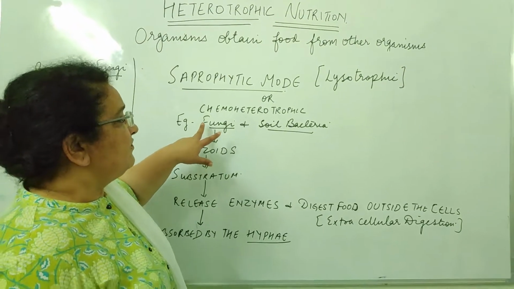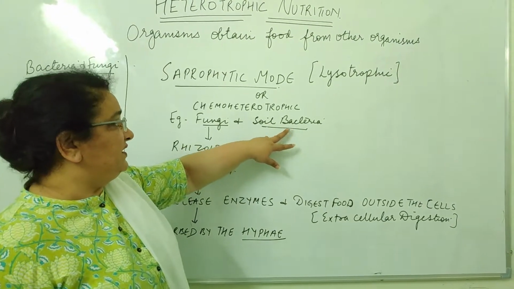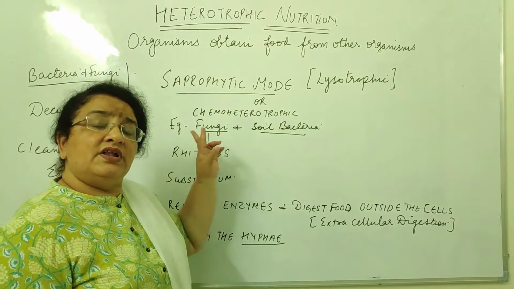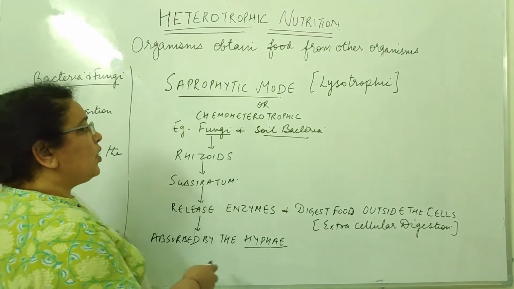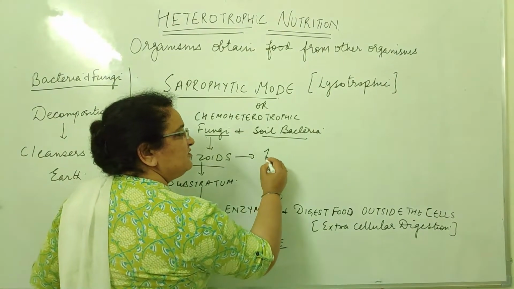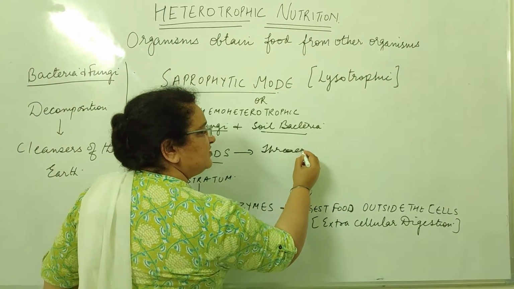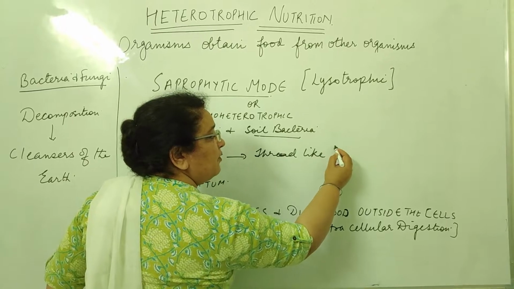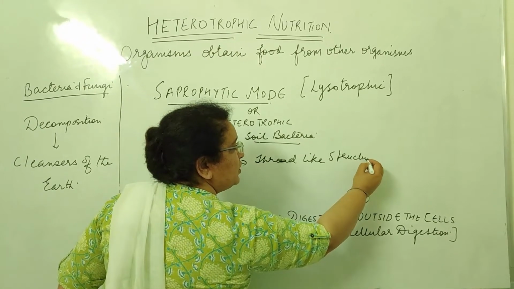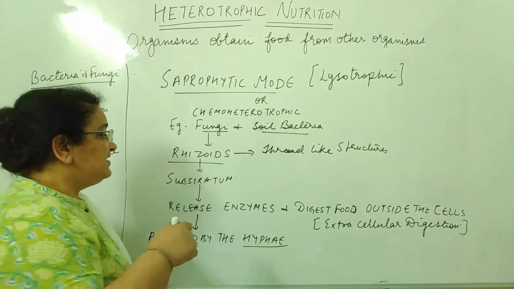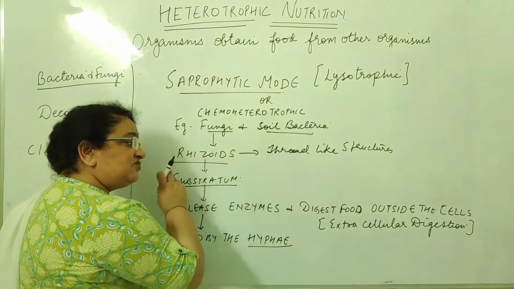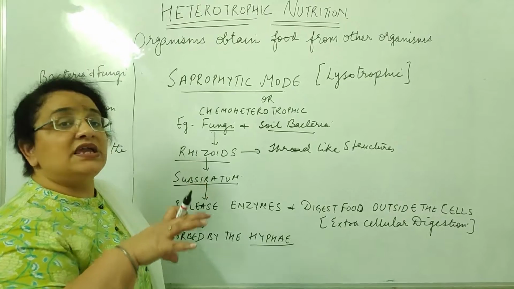Now coming to these fungi and soil bacteria. What do fungi have? They are non-green plants. They have small thread-like structures called rhizoids. And with the help of these structures, they penetrate these rhizoids into the substratum. Substratum is the dead and decaying food.